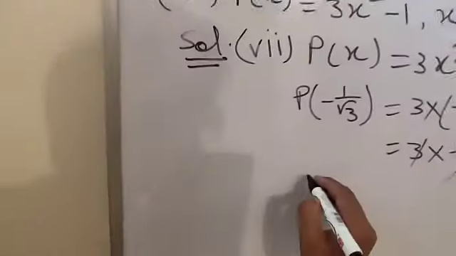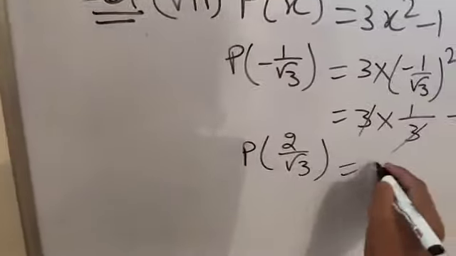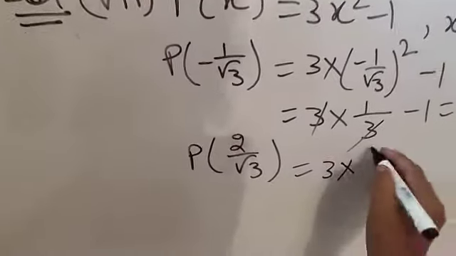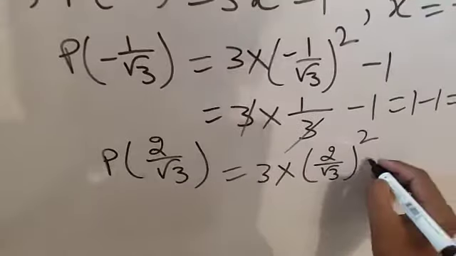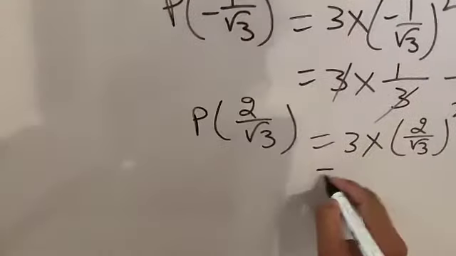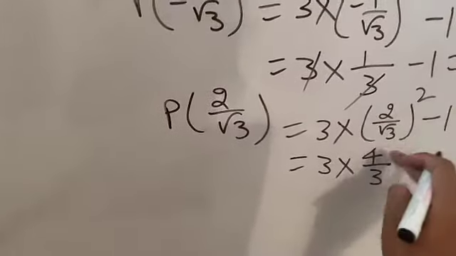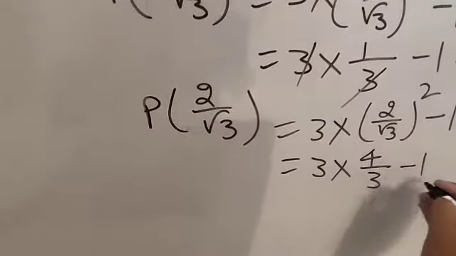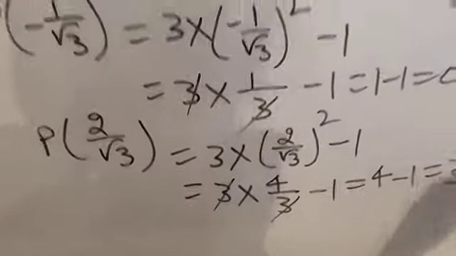Now here again I am going to check for p(2 by root 3). So it is equal to 3 into x square. So now the x value will be replaced by 2 by root 3. So it is square, minus 1. So -1 will be as it is. So it is equal to 3 into 4 by 3. 2 square is 4, root 3 square is 3, minus 1. 3 and 3 is cancelled. It is equal to 4 minus 1 equal to 3.